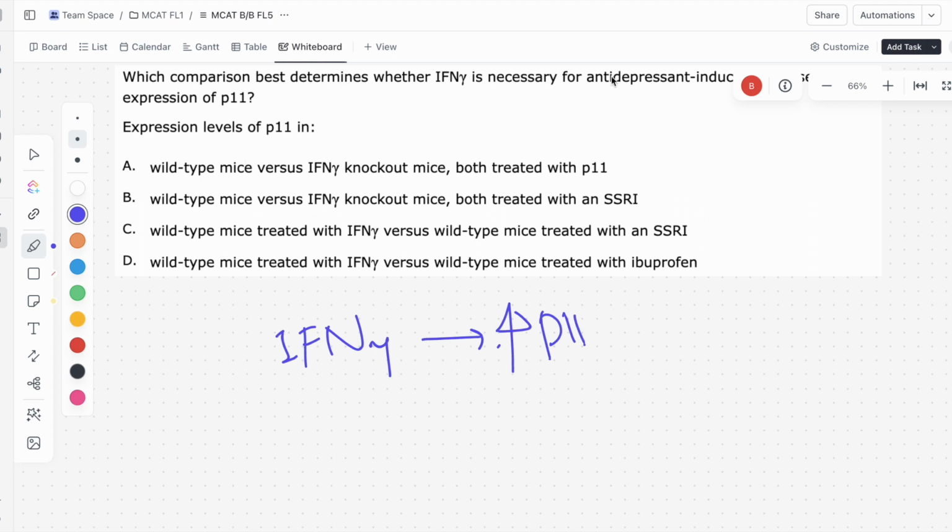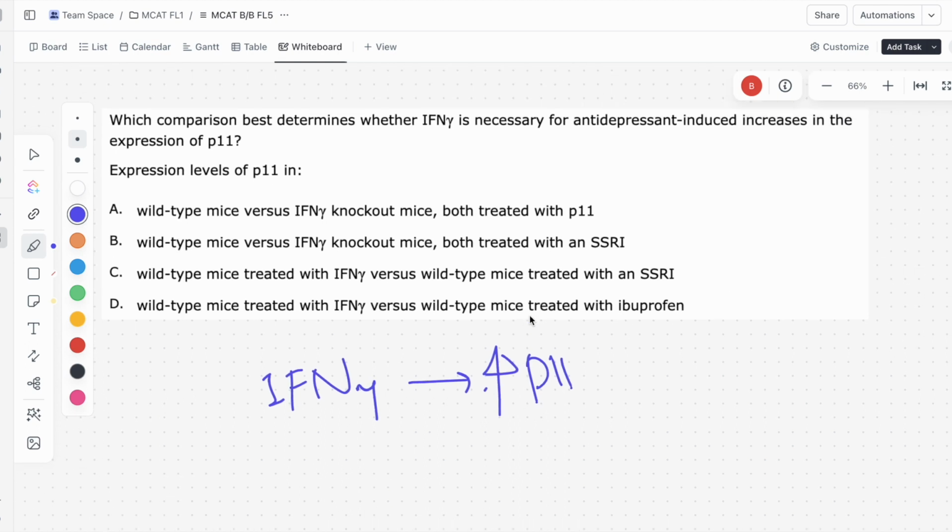Guys, if we're looking to see if IFN gamma is necessary for an increase of P11 in antidepressant-induced patients, we want to make sure that our experiment is going to have some antidepressants in the sample or in the experiment, right? So in A, we don't have antidepressants mentioned at all.